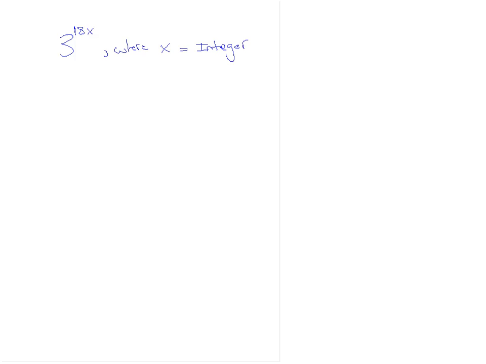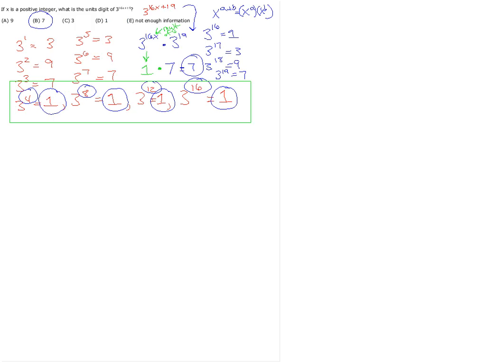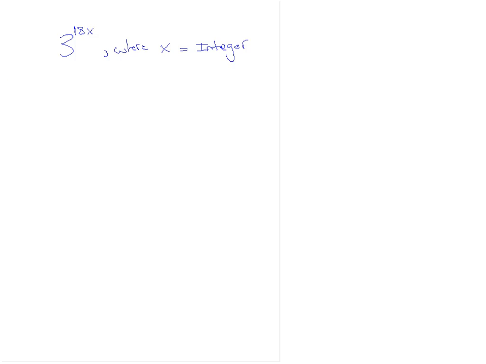And if we go back to our little grid here, notice the only row I highlighted was the 4th row, where we had 3 to the 4, to the 8, to the 12, to the 16, et cetera, to a multiple of 4. Well, notice that 18 is not a multiple of 4. It's a multiple of 2, it's a multiple of 3, it's a multiple of 6. But that doesn't actually help us. The only way this would work is if we had 3 to a multiple of 4 times x.